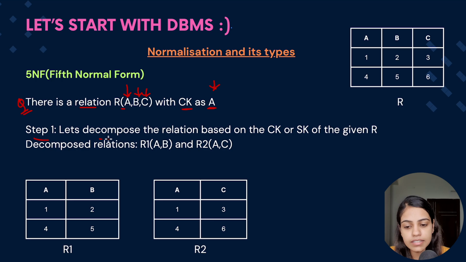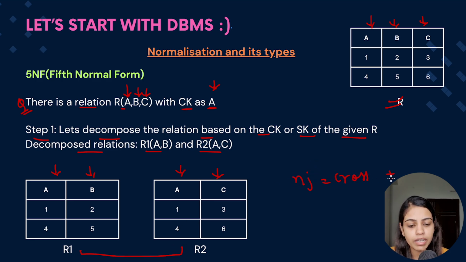So step 1 is to decompose the relation based on the candidate key or super key of the given relation. The decomposed relations are R1 (A, B) and R2 (A, C). This was our original relation which has A, B and C, and now it's decomposed into AB and AC. Whenever we perform a natural join between R1 and R2, a natural join is basically a cross product plus a condition. The condition is that the common attribute in R1 should be equal to the common attribute in R2, on the basis of which we have decomposed the table.